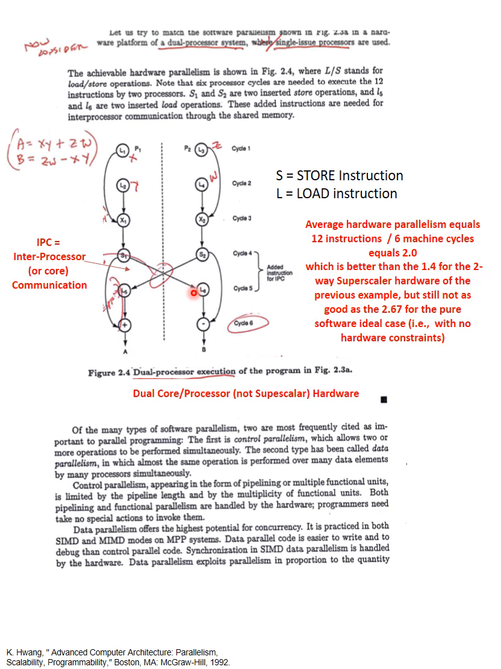So when we do the calculation for that, we see we have now 12 instructions divided by 6 machine cycles equals 2, which is better than the 1.4 for the 2-way superscalar hardware of the previous example, but still not as good as the 2.67 for the pure software ideal case with no hardware constraints. So these examples are just one of the reasons you want to realize that multiple cores is not going to double your speed.